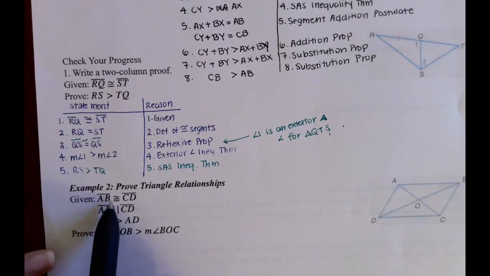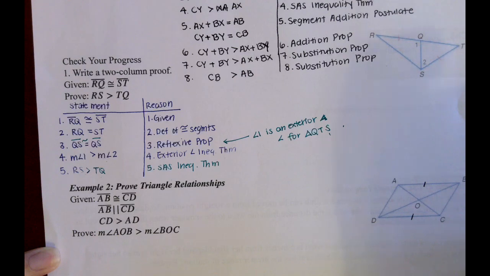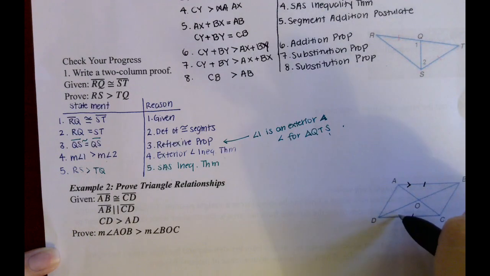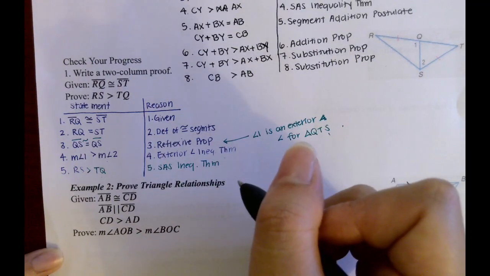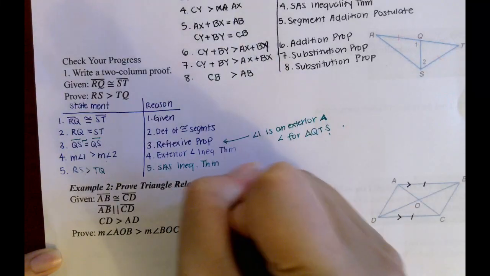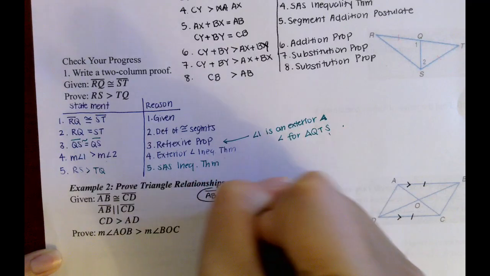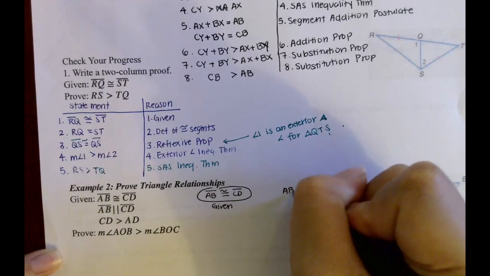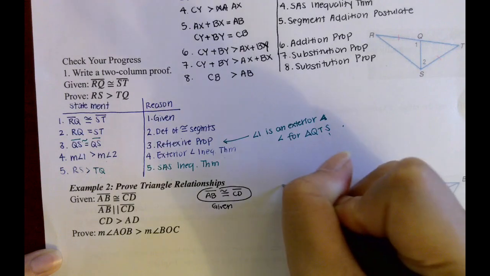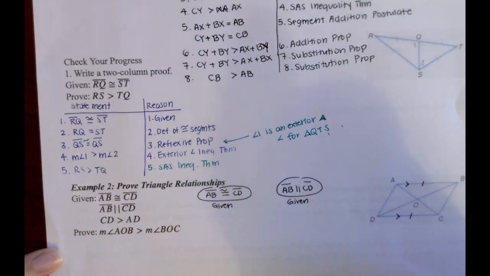Okay, so here we know that AB is congruent to CD, so these are congruent. And then we also know that AB and CD are parallel. So I'm going to start with AB is congruent to CD. So AB congruent to CD, and the reason I can state that is because that was given to me. Then we also know that AB is parallel to CD. That was also given to me.